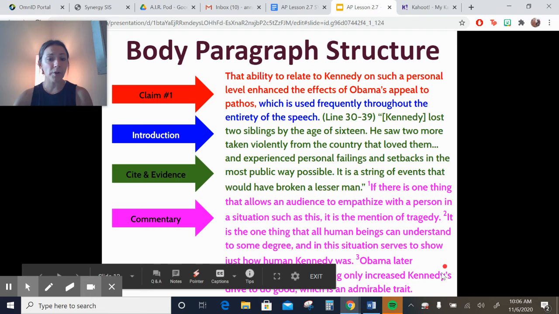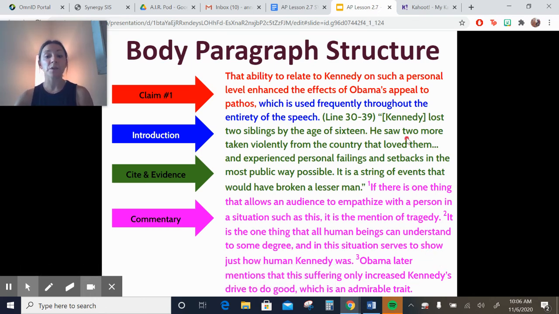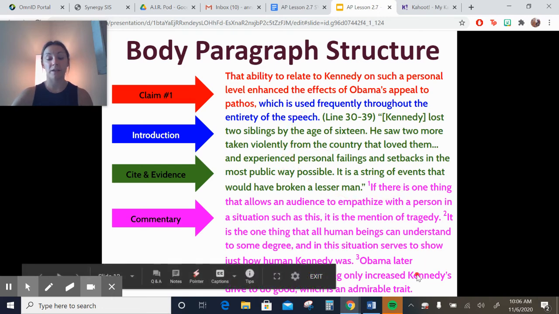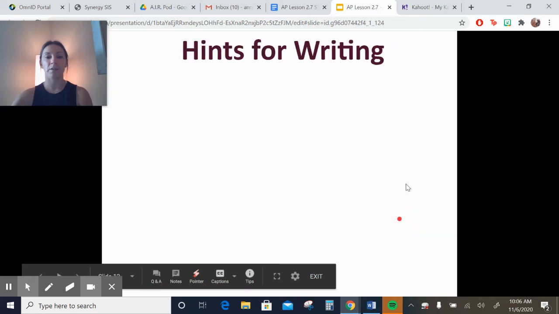This is another example I'll have you look at in the slides here on your own. But again, this would earn a 4 out of 4. This is a perfect example of how you can start with a claim, go into evidence, and your commentary. This example has 3 sentences of commentary if you want to look at an example of that.